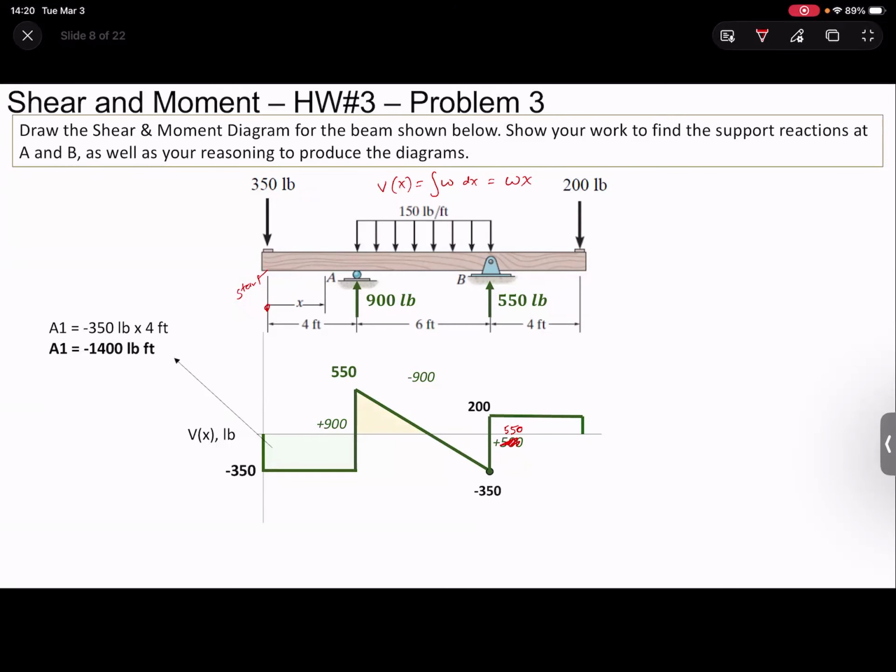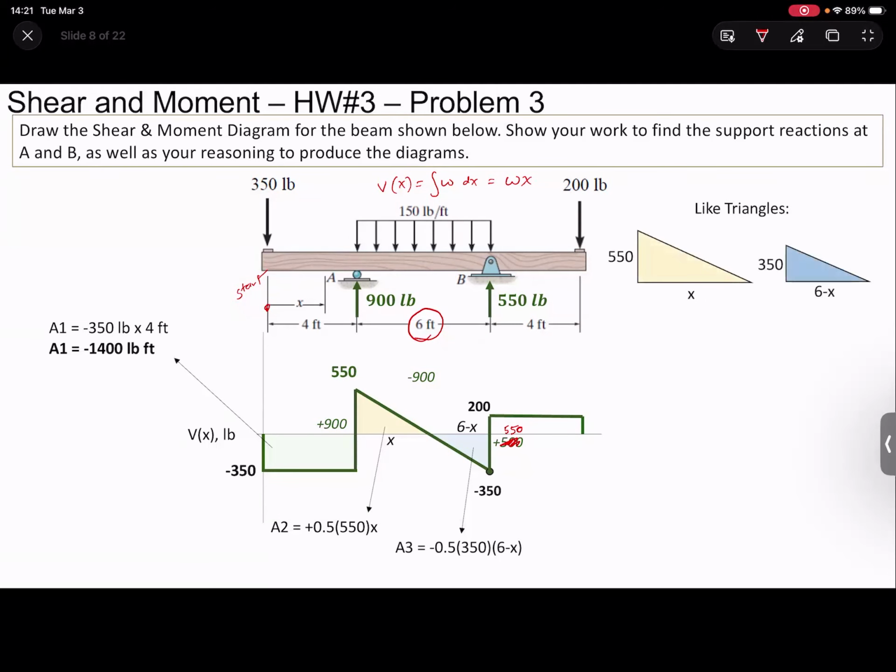This area is a triangle, but we don't know the intersection point. So we need to solve for these triangles so we can find their areas. What we're going to do is, we know the total distance between these triangles is 6 feet, right? So we're going to say one of them is x and the other one is 6 minus x. So then using like triangles, we can solve for them, knowing that these angles are the same angles here, right? So geometry, back in action here, like triangles. I did the math out for you.